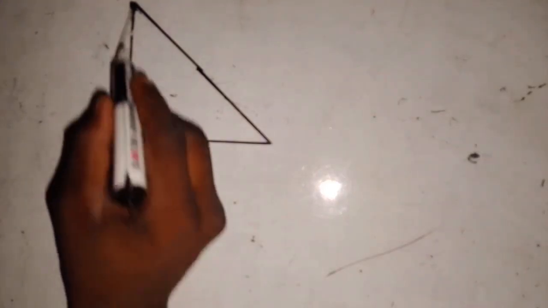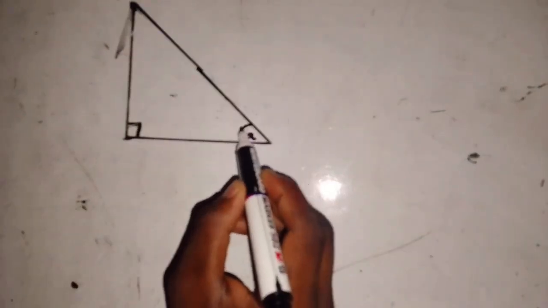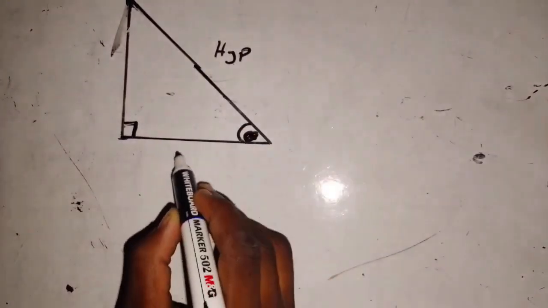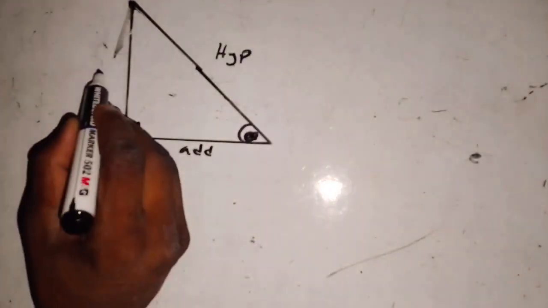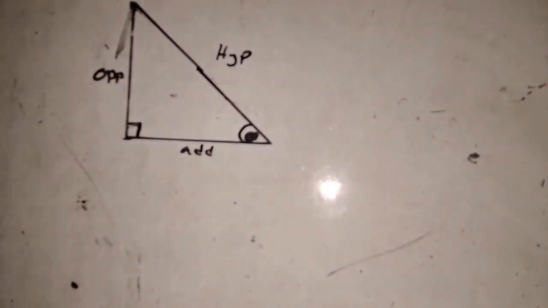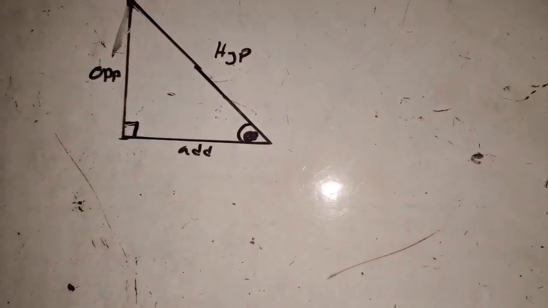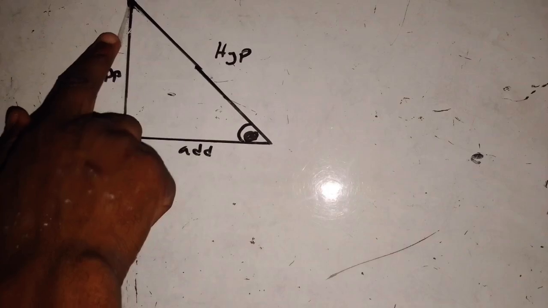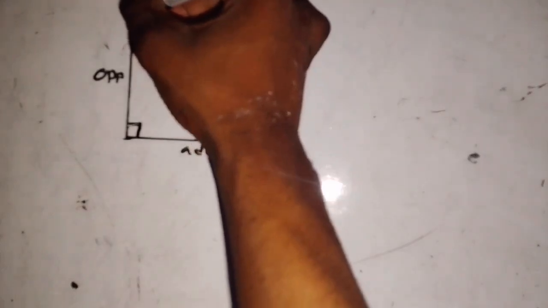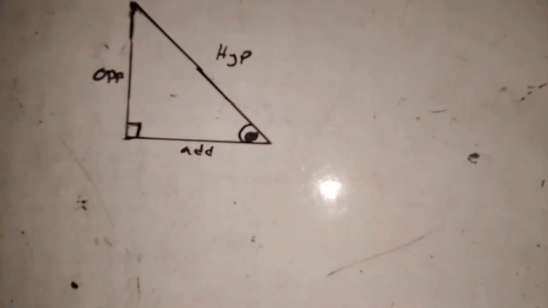So I have a theta here. Remember, the longest side is the hypotenuse, then adjacent. The other side is opposite because it's opposite to the theta. So this is our triangle, and I believe you can see it. So let's now proceed to the trig ratios.